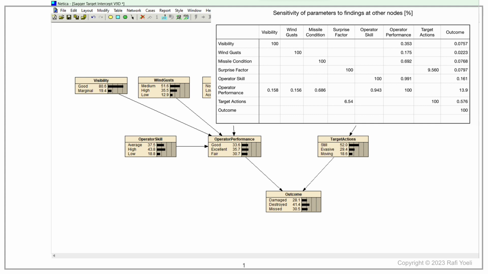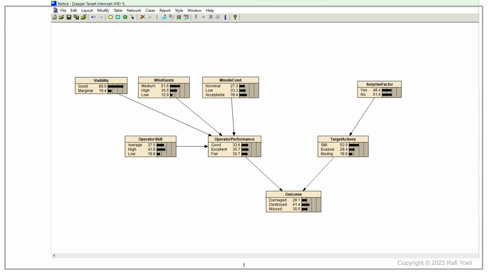Now, notice that when it comes to the outcome node, the node operator performance tops the sensitivity list, with the node target actions in second place. Moving to the inner circle around operator performance, we find that what affects the operator performance the most is the node operator's skill, followed by the node missile condition.